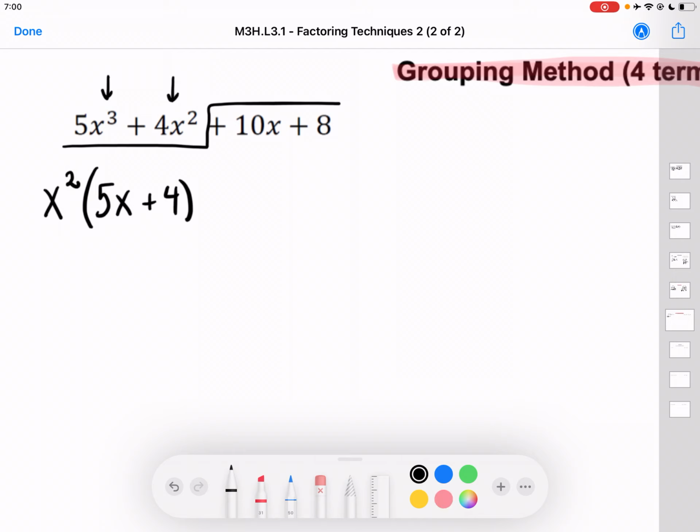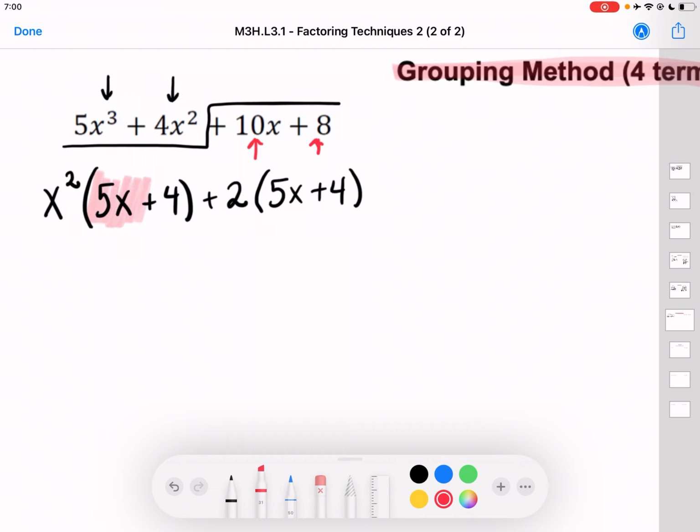And then you do the same thing for the next 2 terms. So you're finding your greatest common factor of 10x and 8. So both of those are divisible by 2. So I'm going to put a plus 2. And then you divide them both by 2. So 10 divided by 2 is 5, so 5x. 8 divided by 2 is 4, so plus 4.